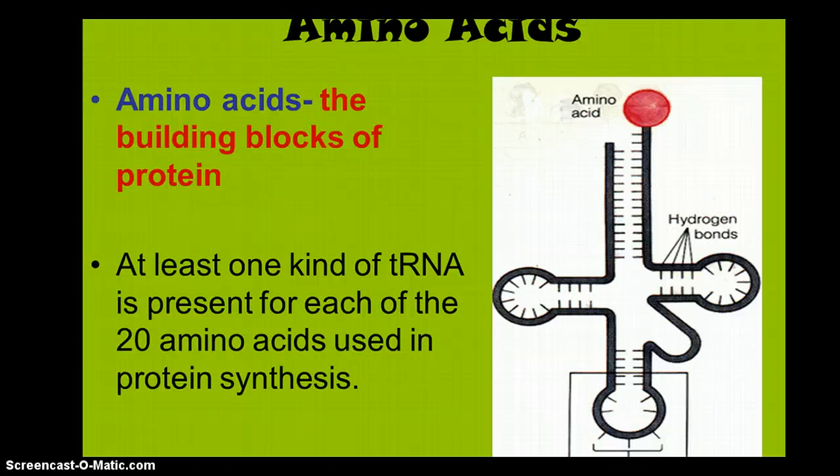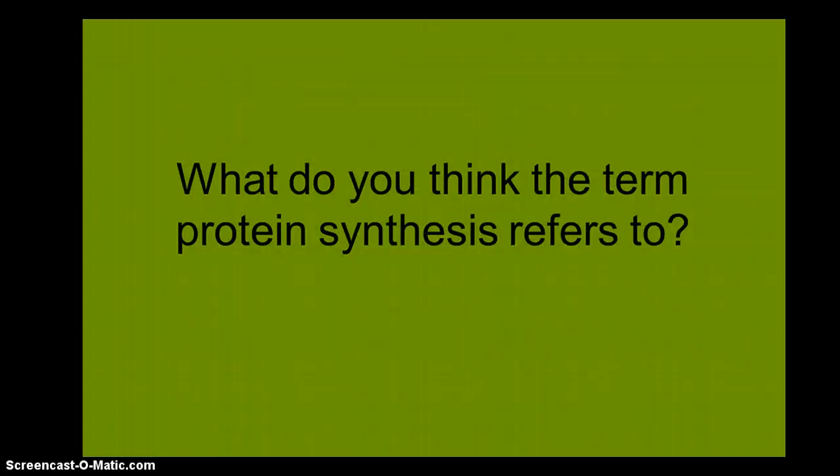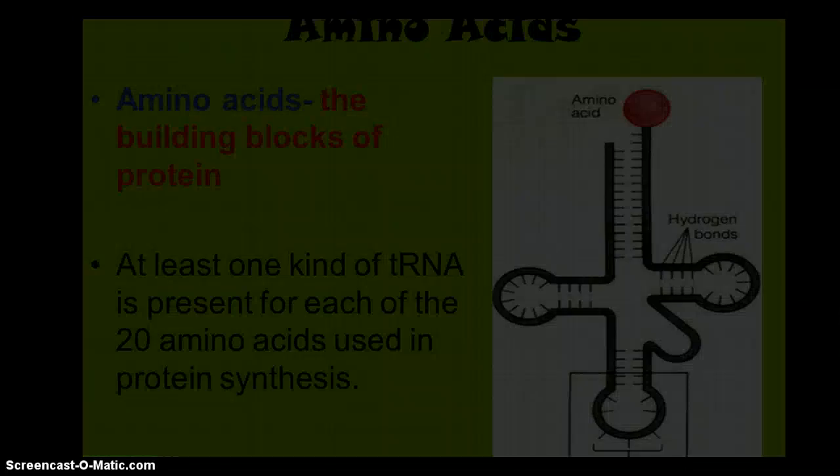Amino acids, these are the building blocks of proteins. At least one kind of tRNA is present for each of the 20 amino acids used in protein synthesis. Okay?